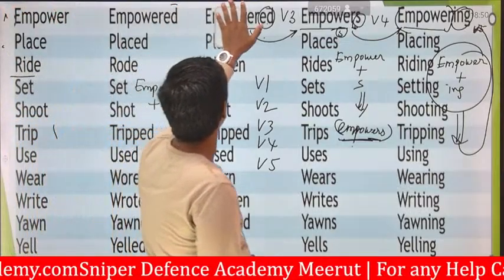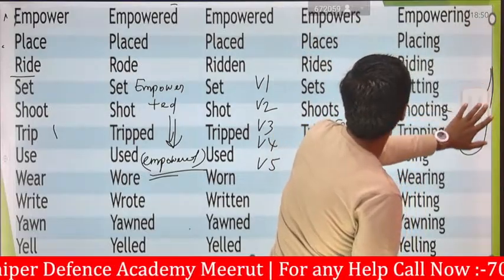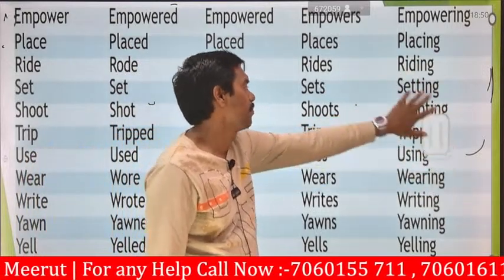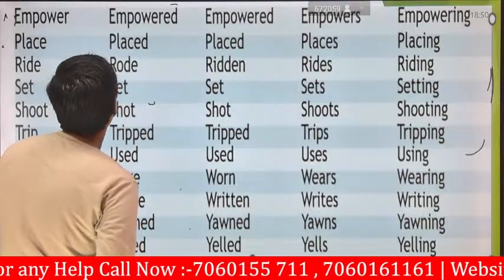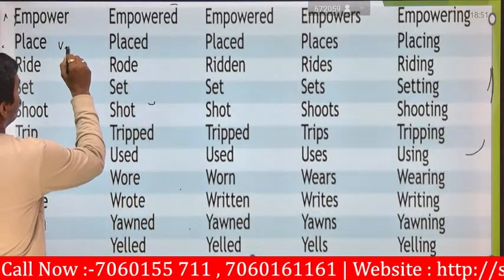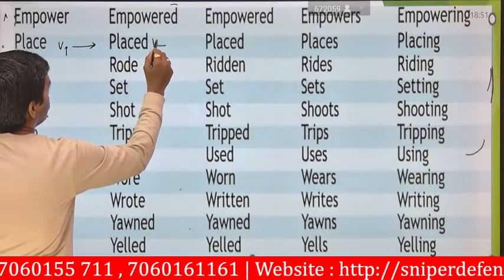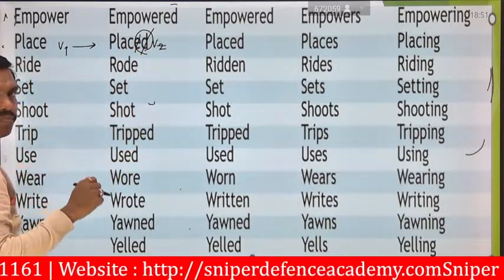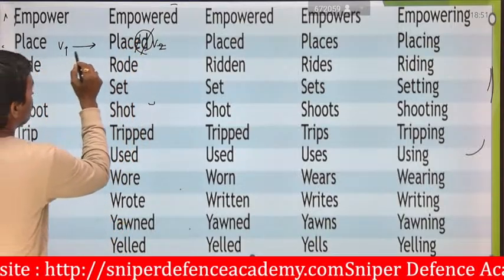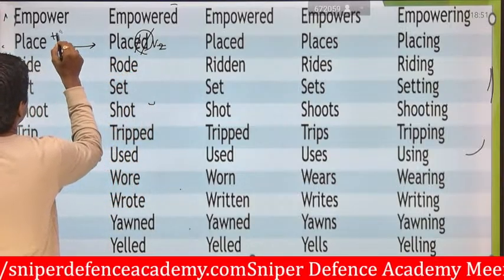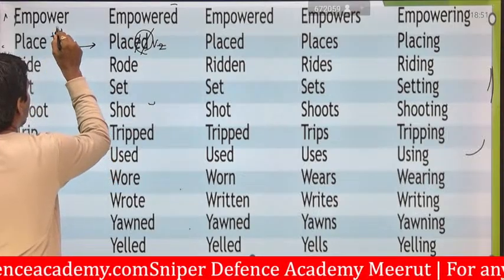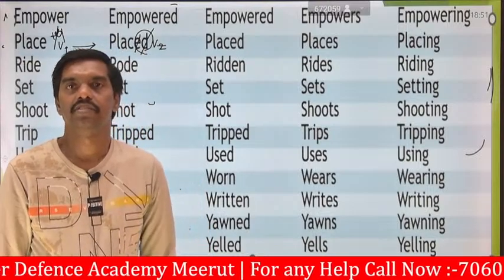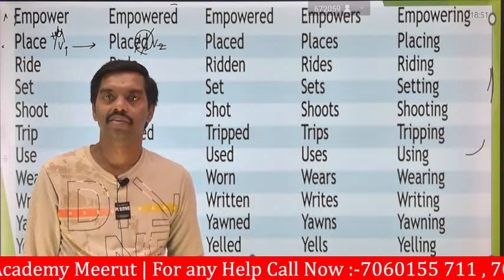So, second, we will see about this place. Place means it will be expressed in terms of V1. If we come from V1 to V2, it will be transferred in terms of ED or D. E will be silent, then D will be expressed. Place will be expressed in terms of placed. Place plus ED gives placed, but one E remains silent.